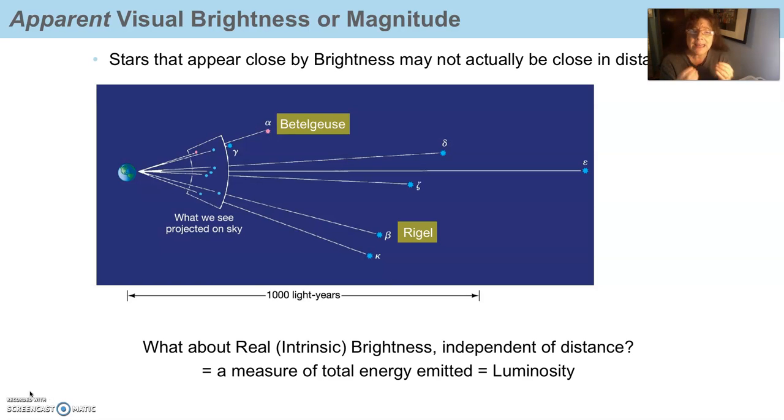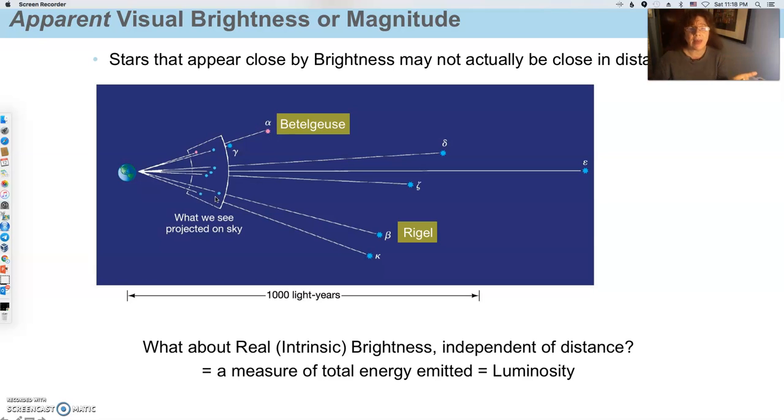And we need a measure for the true power of the star, because these two stars in Orion, Betelgeuse and Rigel, both have very similar brightnesses. They're very bright. And you might think that they are both the same distance away, and they are not at all. We measure their relative power by a quantitative measurement called luminosity.